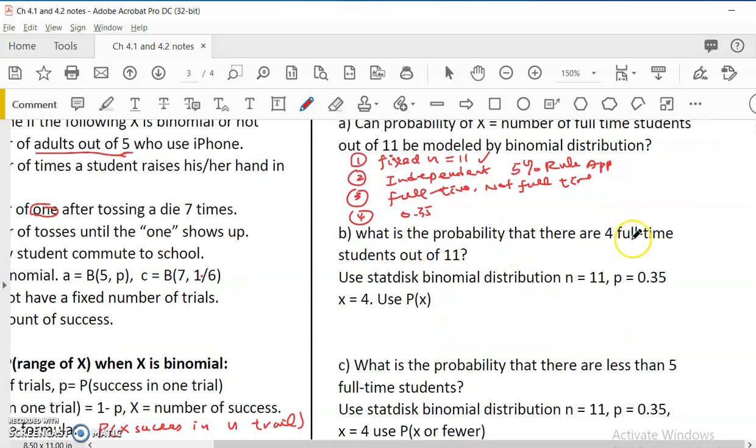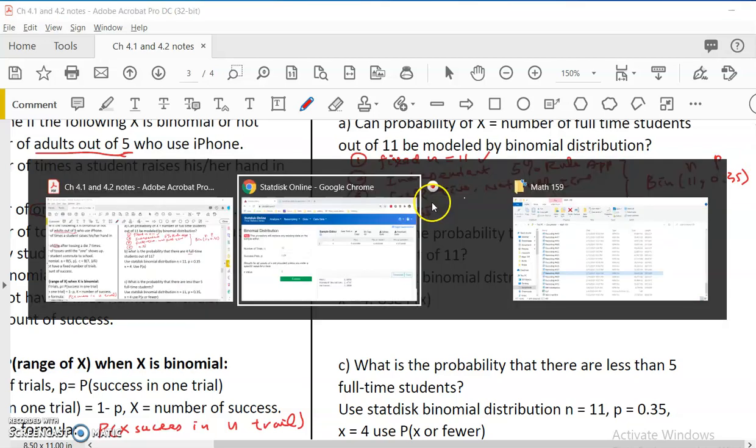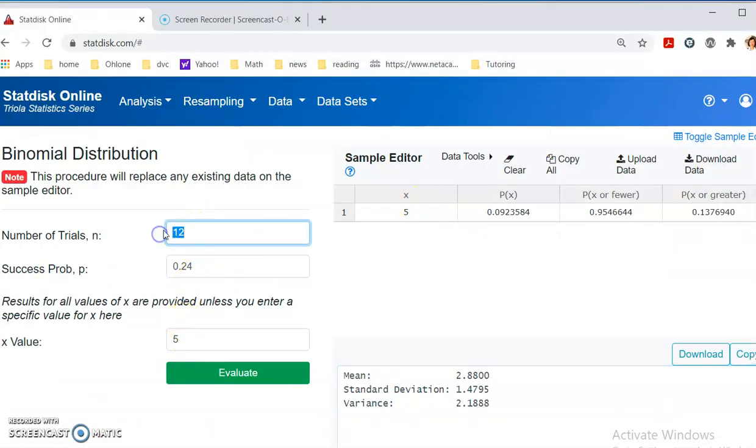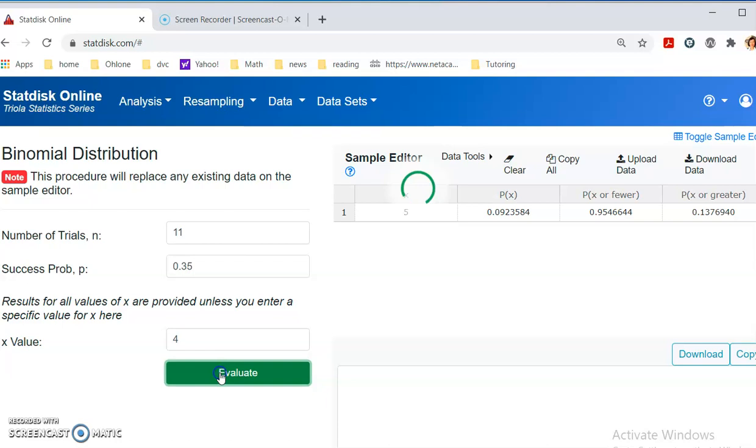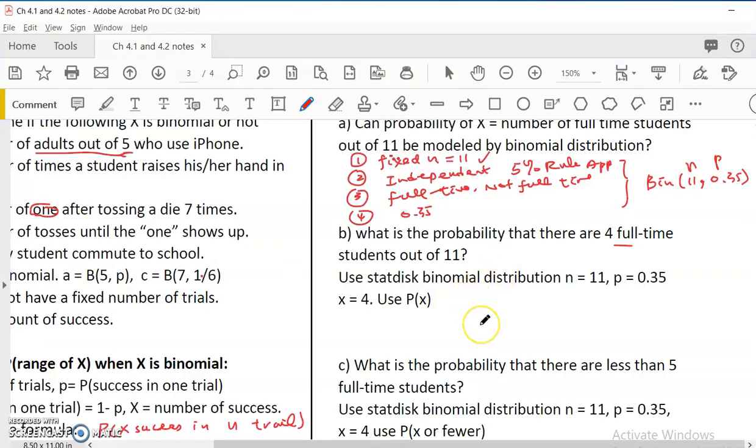B, what is the probability that there are 4 full-time students out of 11? Because this can be modeled by binomial, we say it is binomial, n is 11 and p is 0.35, right? So n and p are fixed, and I want exactly 4. Use the calculator, I would change this to 11, 0.35, and exactly 4. Evaluate. Because I'm doing exactly, I use P of 4, 0.2428, round it after.